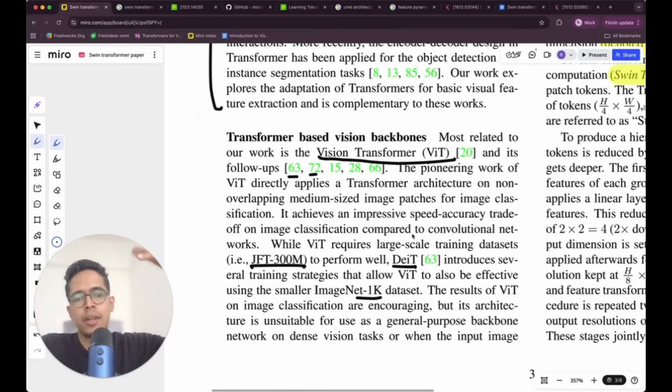Teacher is a bigger network, like it can be a CNN or bigger vision transformer. Student will be a smaller model. And then there will be knowledge distillation. There will be a distill token also.